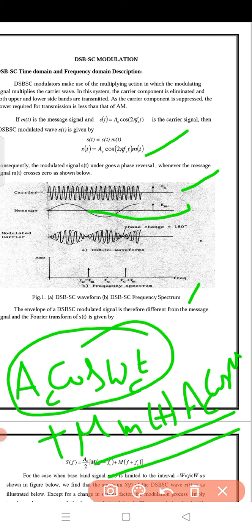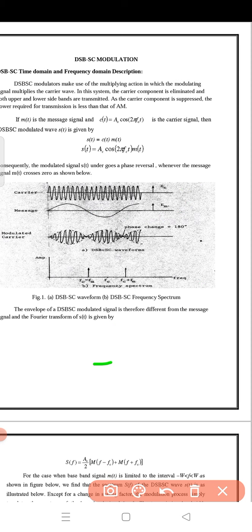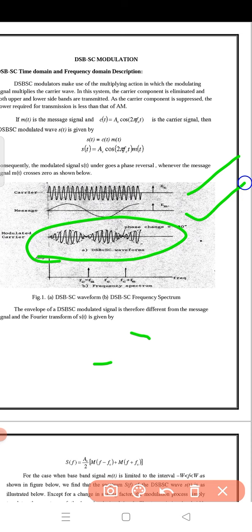How to get this DSBSC signal by applying various techniques, we get this equation finally. Let us discuss different modulators step by step later. Here in DSBSC, observe one thing. This is the waveform of DSBSC. It is similar to the amplitude modulation wave, but this is a very important point in DSBSC modulation. This is the carrier signal, this is the message signal.